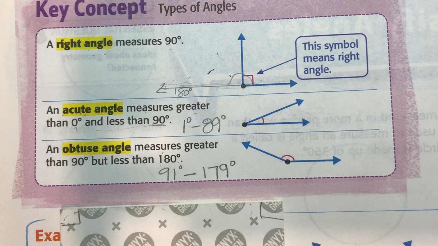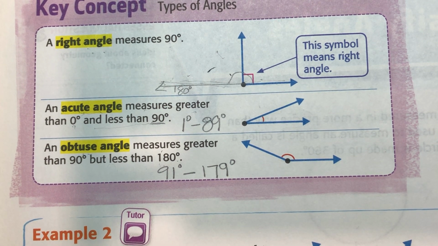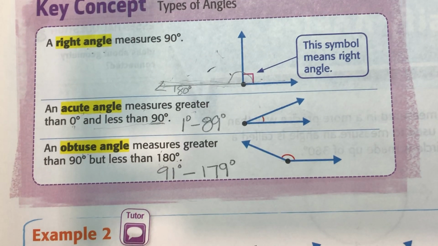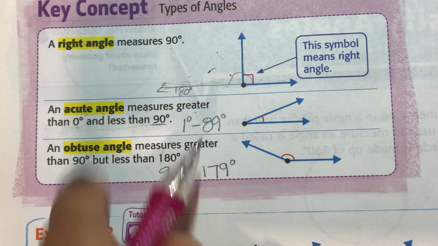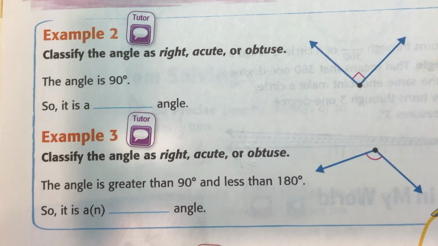Good job. I see people showing me their books, showing your hard work. I love that. All right. It'll make sense as we get going. These are just new words to know. Okay, so the big thing is right angle, acute angle, obtuse angle. All right, let's go. Example 2.